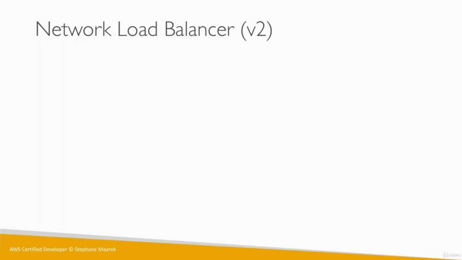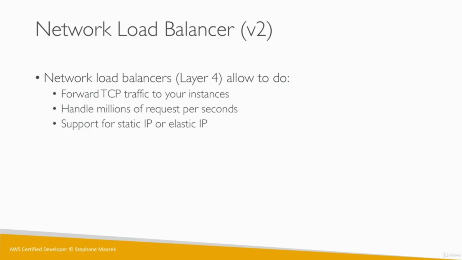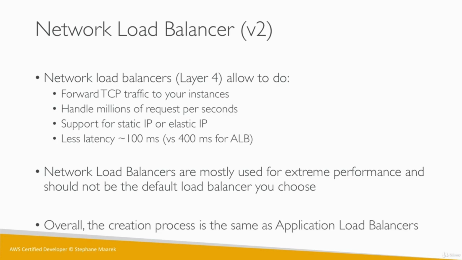Now, if we look at network load balancers, they're layer 4, and so they're a bit lower level, and it's for TCP traffic. Okay, so before it was layer 7 HTTP traffic, now it's layer 4 TCP traffic. And network load balancers are deemed to be super high performance, so this is how they're advertised, and they can handle millions of requests per second, and they support static and elastic IP. They have less latency, so 100 milliseconds versus maybe 400 milliseconds for ALB. Those are ballpark numbers. And they're most commonly used for extreme performance, and probably won't be the default load balancer you'll choose overall. But this is the exact same process as the application load balancer.